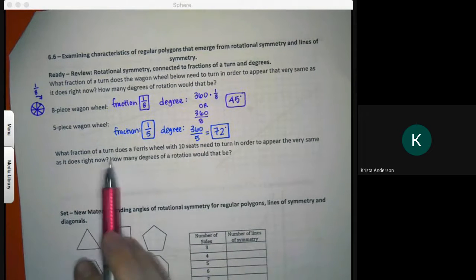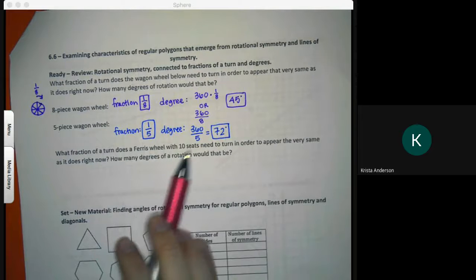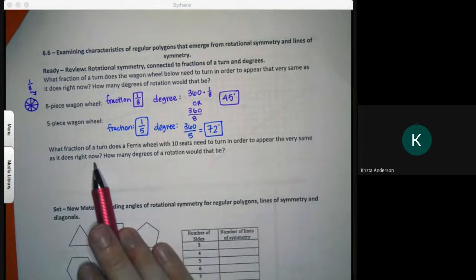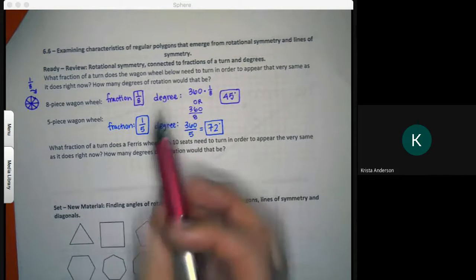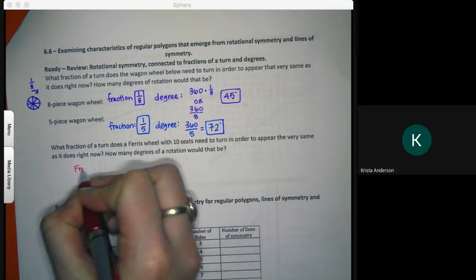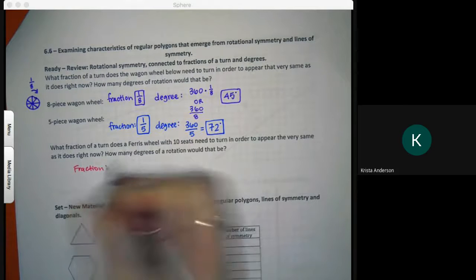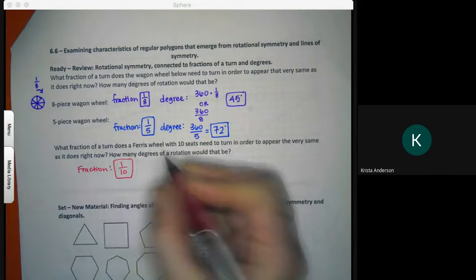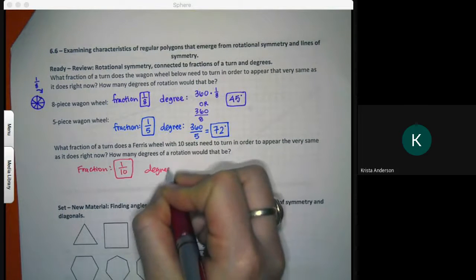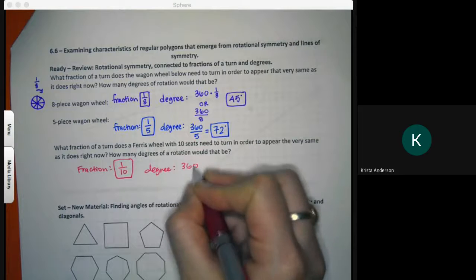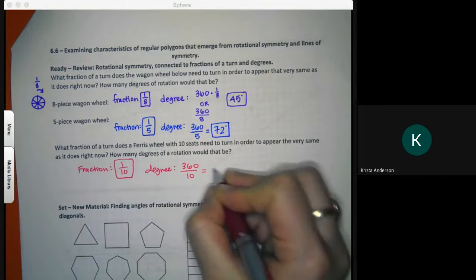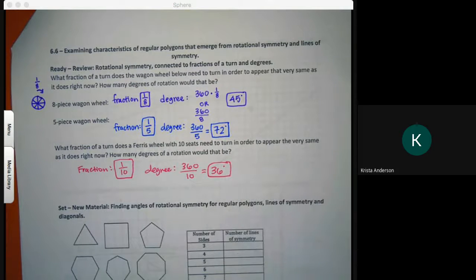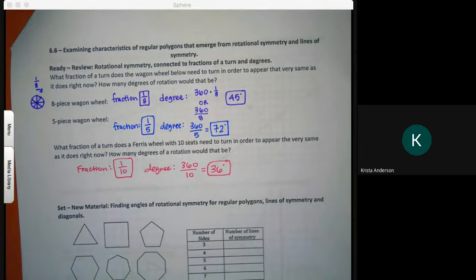What fraction of a turn does a Ferris wheel with 10 seats need to turn in order to appear the very same as it does right now? Anybody know what the fraction would be? 1/10. Degree, 360 divided by 10. It's 36 degrees.